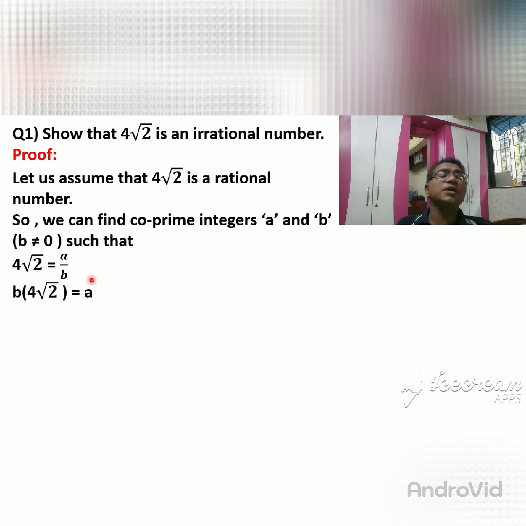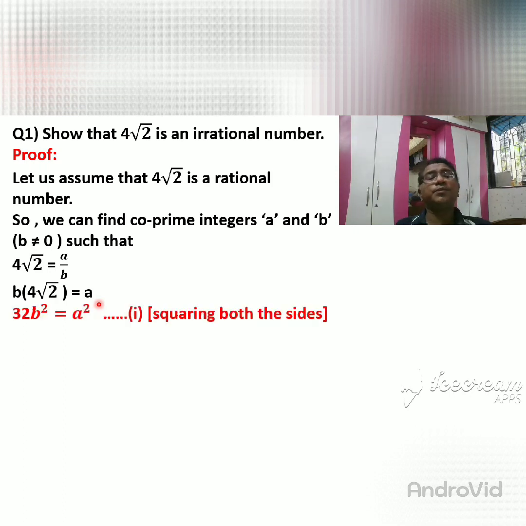Here this b is a denominator, and the denominator b is dividing a. But when that b goes across, it is multiplied. So b multiplying 4 root 2 is equal to a. Then what can we do? Then we square both sides.